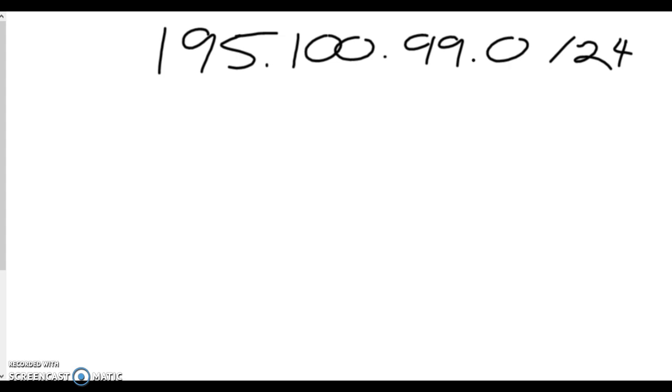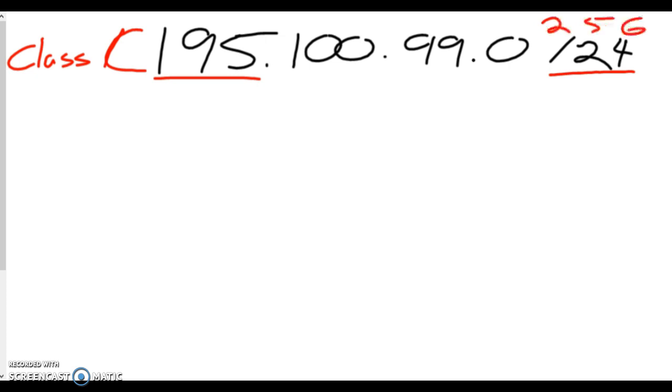So identifying this, what class is it? The 195 gives it away for a class. Oops, I was going to say Class A, but it's not Class A, it's a Class C. It is a Class C address. With the /24, you have 256 available addresses to subnet. So let's get started breaking it down.